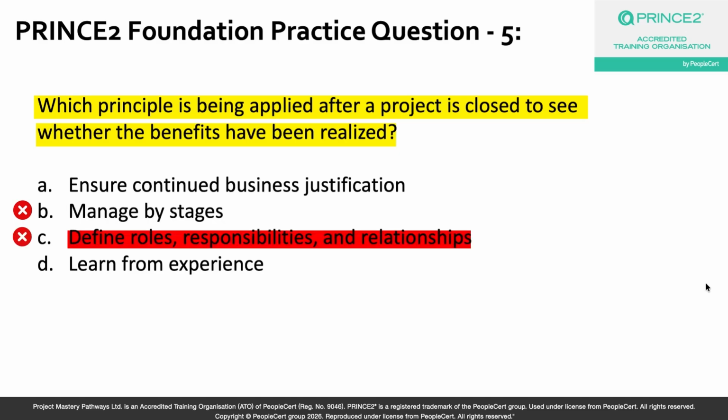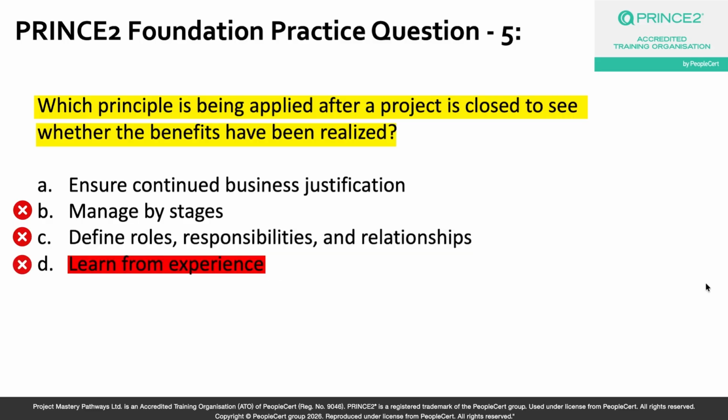Now let's look at option D, learn from experience. Now this one is a bit of a tricky one, okay? And I can understand why some of you might be selecting this answer choice. Post-project reviews do generate lessons, okay? I'm not doubting that. And those lessons absolutely need to feed into future projects. But look carefully at what the question is actually asking, right? Seeing whether the benefits have been realized or not. Now, this is not a lessons exercise. That is a benefits confirmation exercise, okay? The purpose is to check the return on investment and not to capture the knowledge for future projects, okay? And that is why option D is an incorrect answer choice.